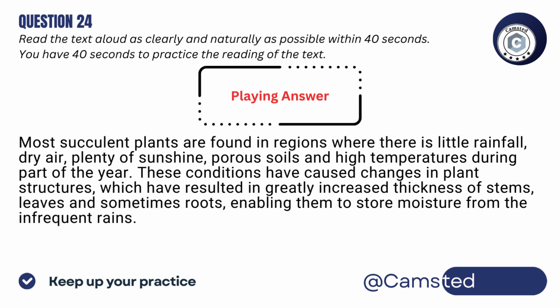Most succulent plants are found in regions where there is little rainfall, dry air, plenty of sunshine, porous soils and high temperatures during part of the year. These conditions have caused changes in plant structures, which have resulted in greatly increased thickness of stems, leaves and sometimes roots, enabling them to store moisture from the infrequent rains.